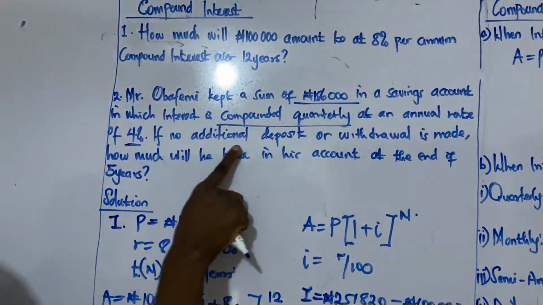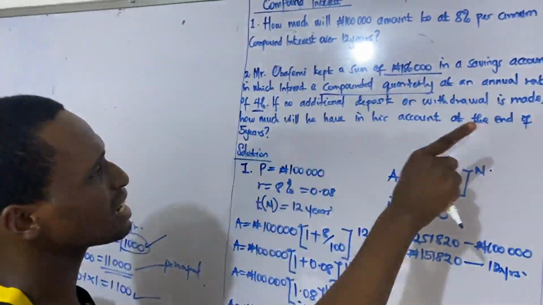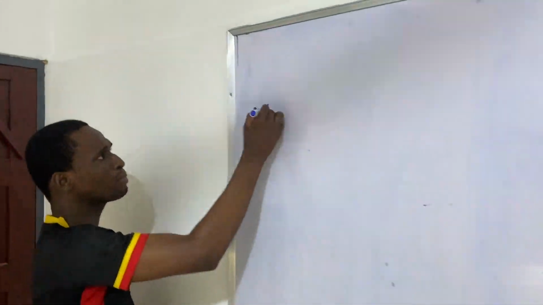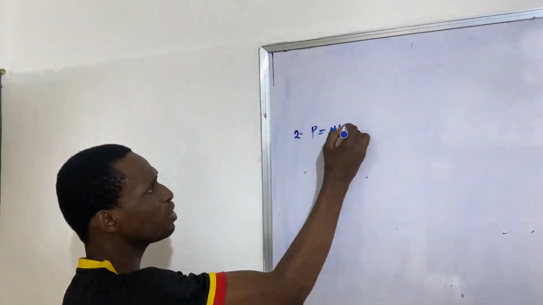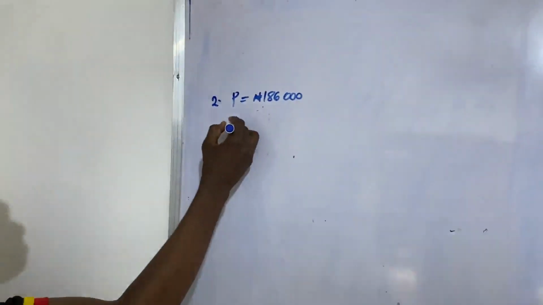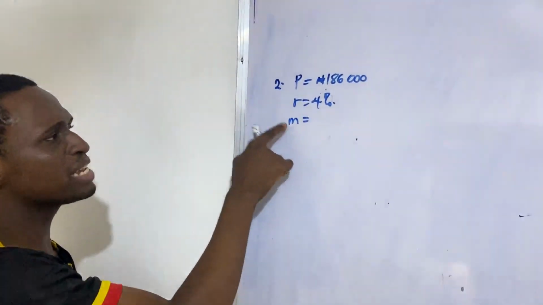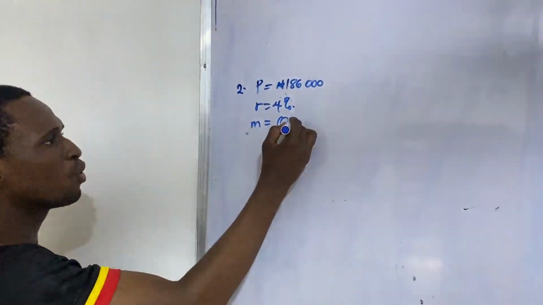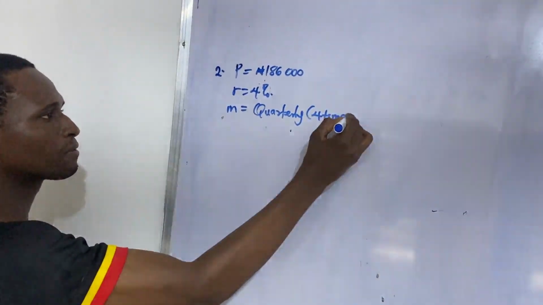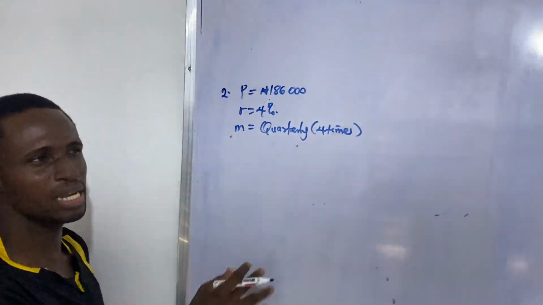Now, if no additional deposit or withdrawal is made, how much will he have in his account at the end of 5 years? Now, our principal is 186,000 naira. Our interest rate is 4%. Then the number of times the interest is compounding is quarterly. That's 4 times in a year. So that means we are paying 4% 4 times in a year.